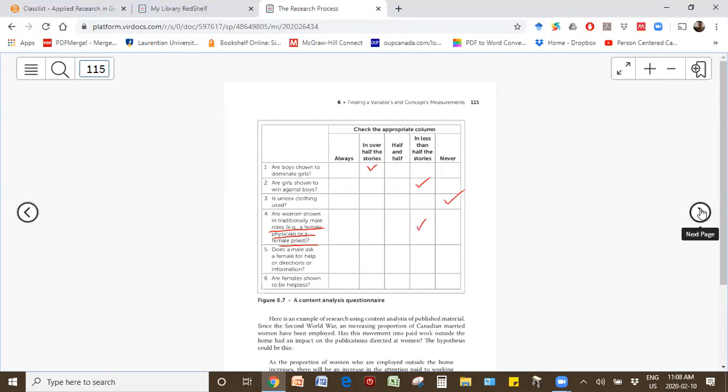More so now than before. Right, right. Does a male ask a female for help or directions or information, if it was in the 60s or 70s? Rarely. No. Are females shown to be helpless? In a lot of movies, yes. More so then than now. Right, damsel in distress kind of situation.